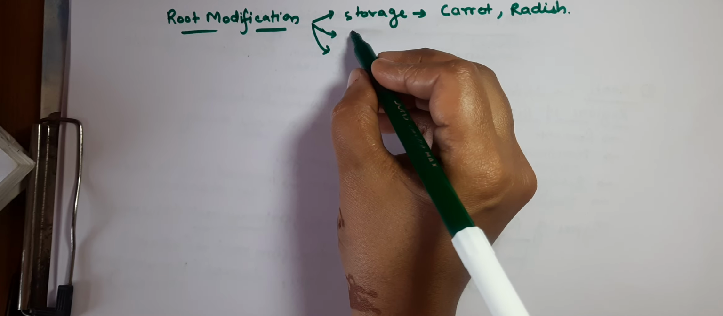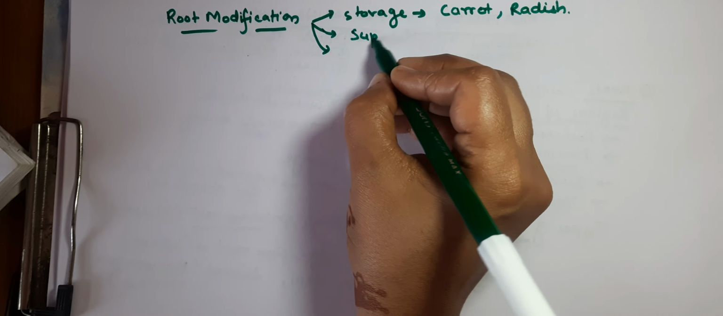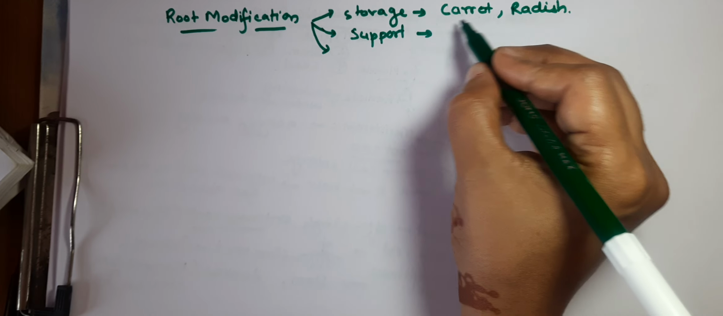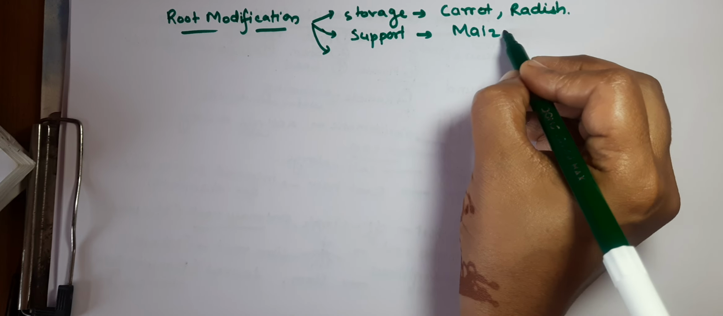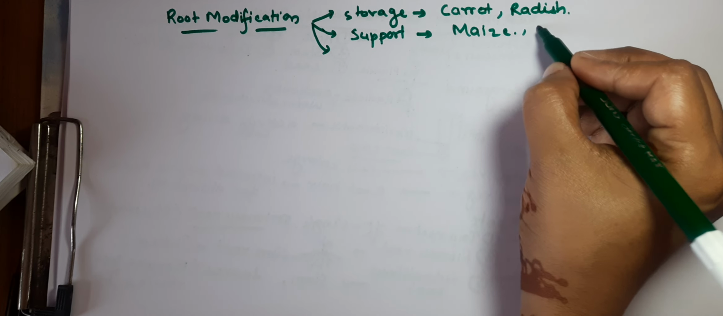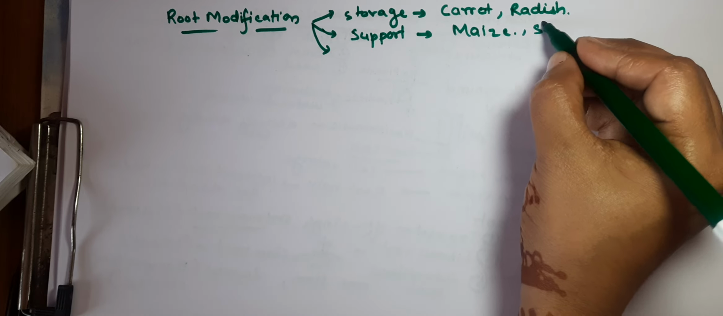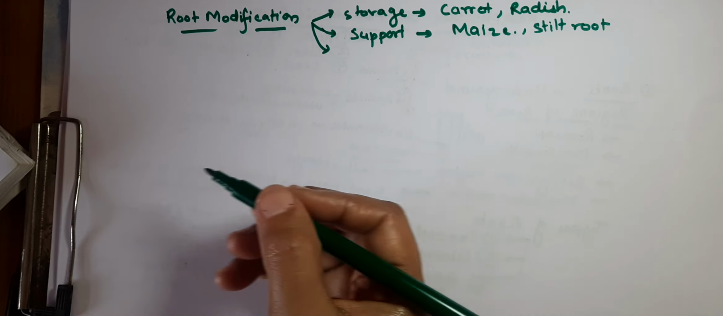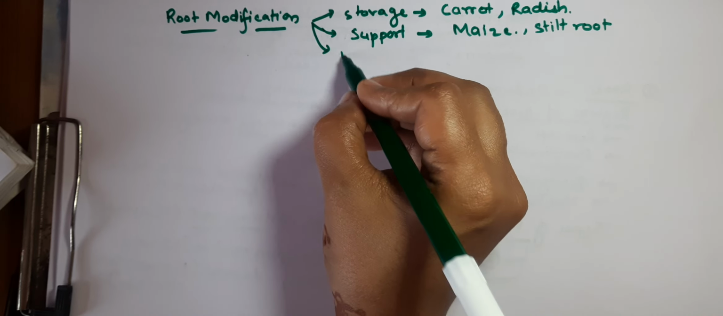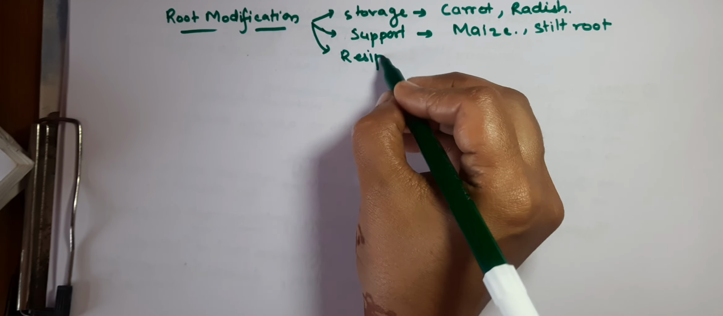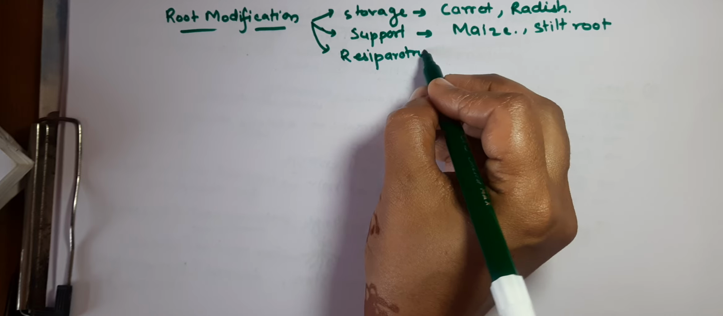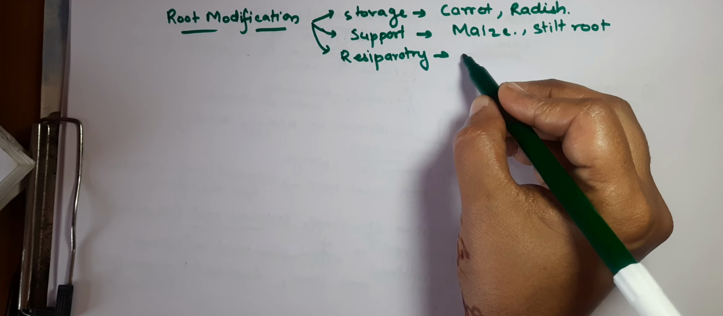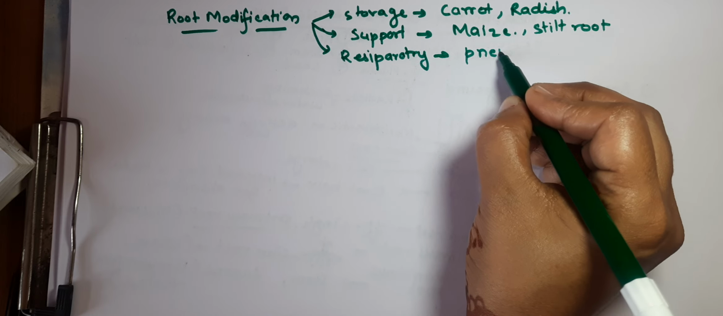The second root modification is the supporting root. The name itself indicates that it is for providing support. In maize, you can see there are stilt roots. These arise from the stem region and provide support to the plant. Then there are respiratory roots also. The name again indicates that these kinds of roots help in the respiration process, and this is observed in pneumatophores.